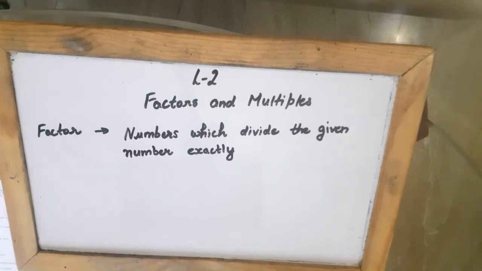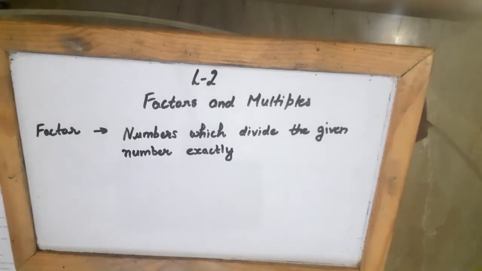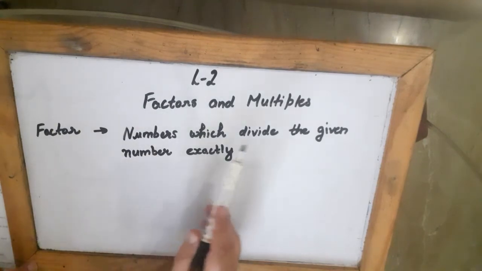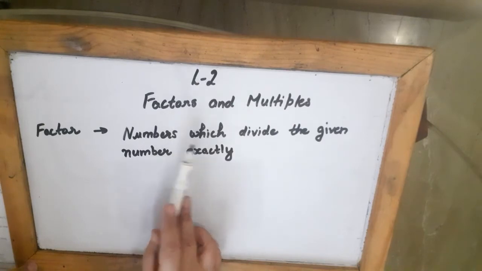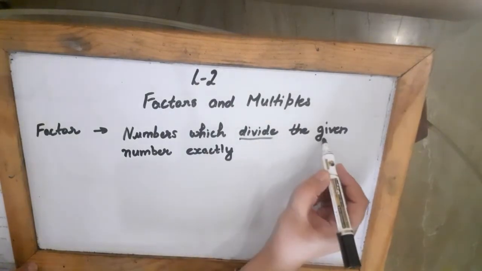Good morning, students. Today we will start with lesson number 2, factors and multiples. So before we start with the chapter, let us understand what are factors and what are multiples. Now what is a factor? The factors of a number are the numbers which divide the given number exactly. Numbers which divide the given number exactly.